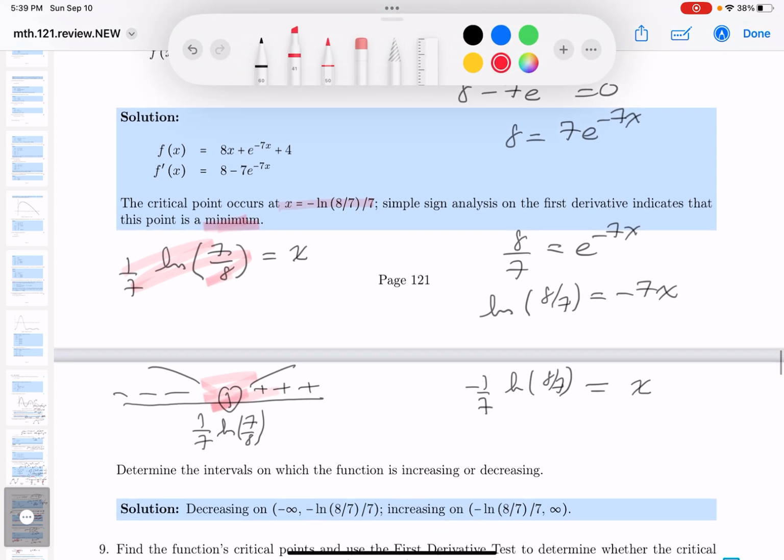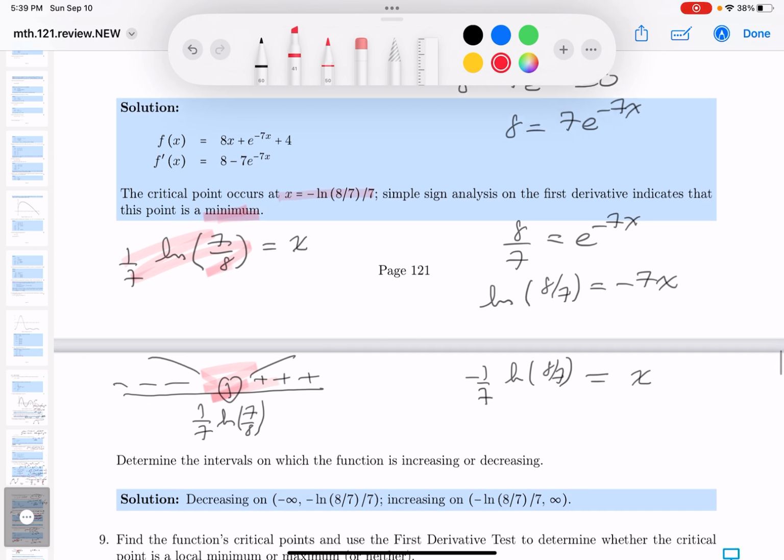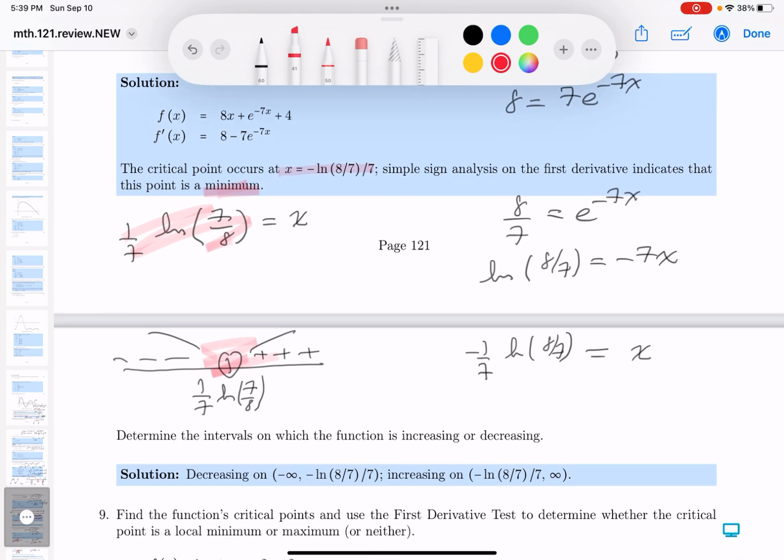All right. The intervals where it's increasing, decreasing, fairly easy to do. Minus infinity up to that number is decreasing. Where's it increasing? From that number forward to infinity. And that's about it. Thank you.